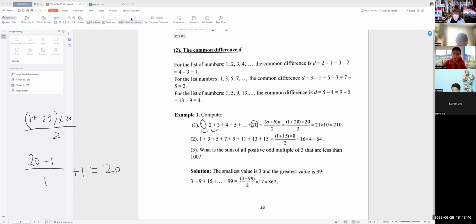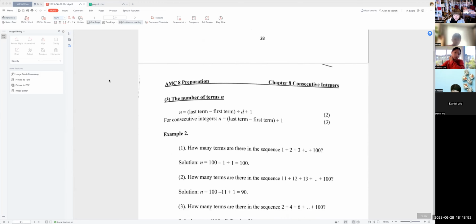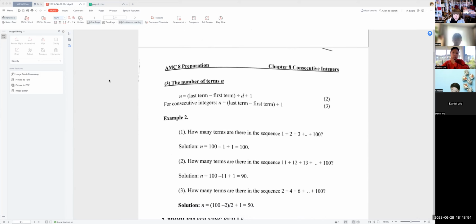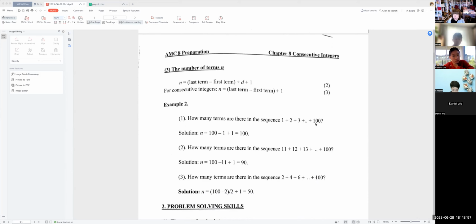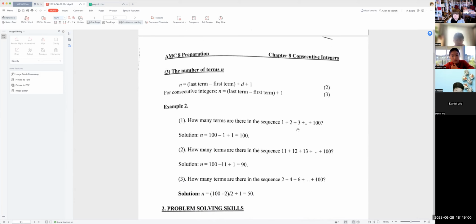Okay, good job. Now let's move forward. How many terms are there in the sequence 1 to 100? It's the last one minus the first one, plus 1. How many terms are there from 11 to 100? It's 100 minus 11, divided by 1, plus 1. You always need to plus 1. How many terms are there in the sequence 2, 4, 6, all the way to 100? It's 100 minus 2, divided by 2, plus 1, equals 50.